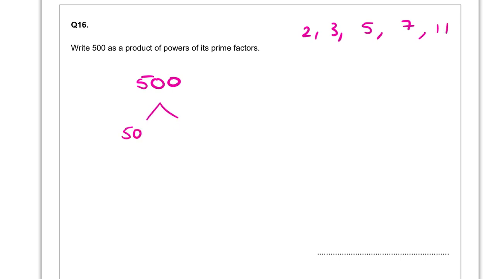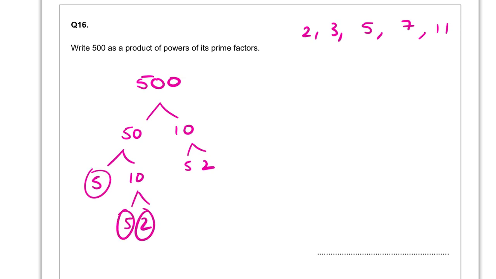So what is 500? I know that that's 50 times 10. What is 50? 5 times 10. What is 10? 5 times 2. And I stop when all my numbers are prime. Then I get 2 squared times 5 cubed.